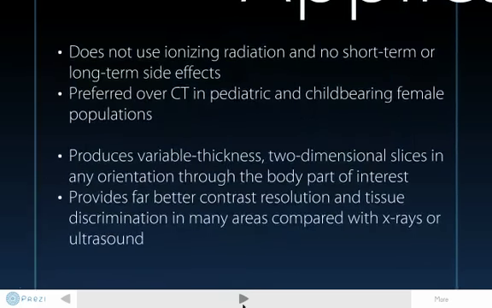Why we use the MRI. The MRI does not use ionizing radiation and has no short-term or long-term side effects. It is preferred over CT in pediatric and childbearing female populations and produces variable thickness, two-dimensional slices, in any orientation through the body part of interest. The MRI provides far better contrast resolution and tissue discrimination in many areas compared with X-rays or ultrasounds.